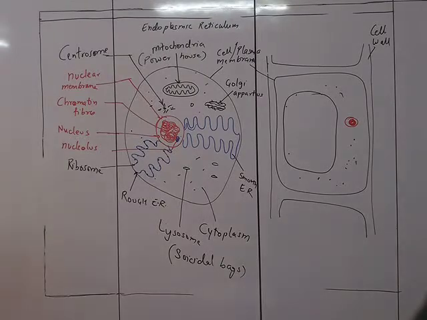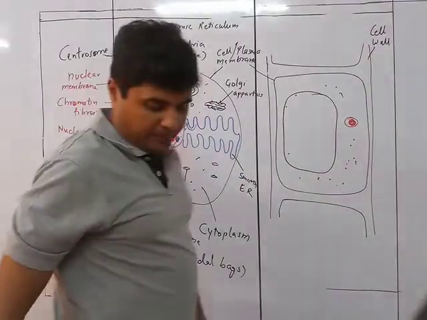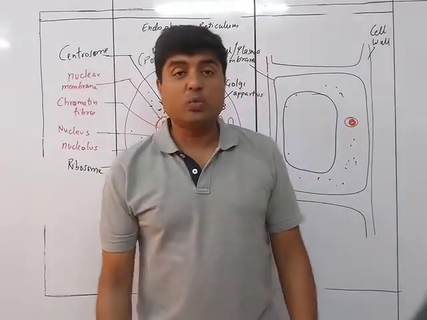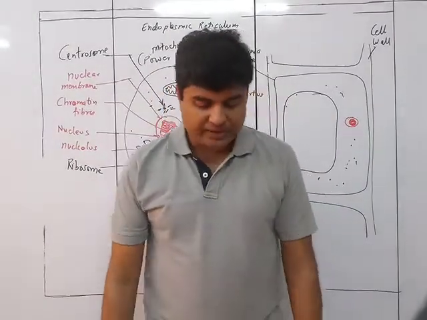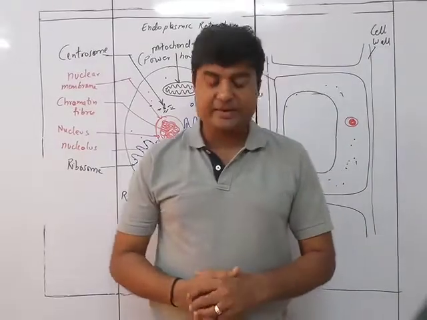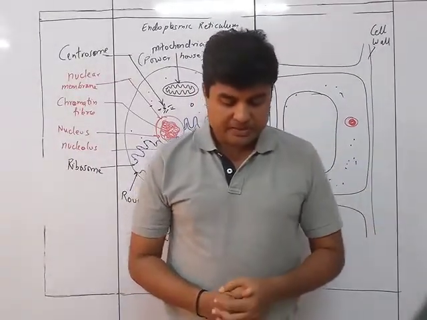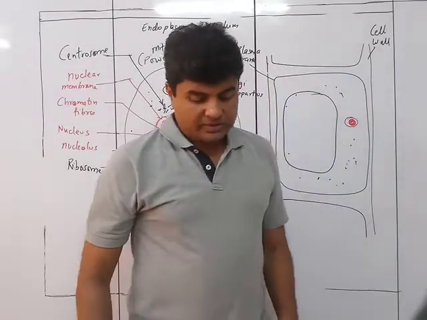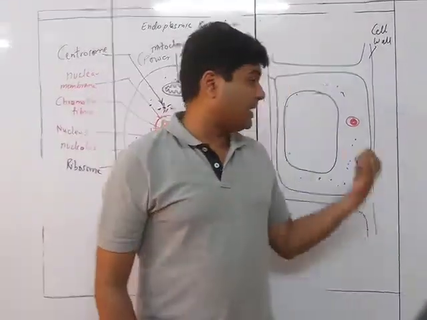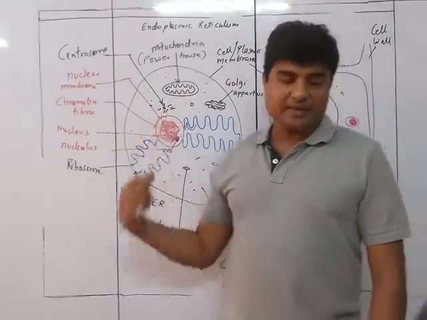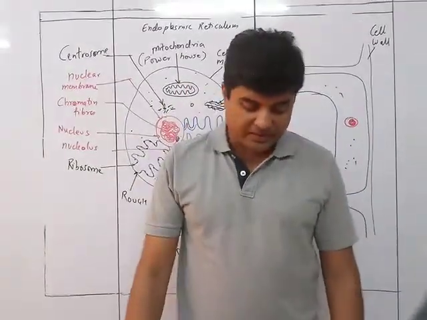So now we will see what the main differences are between the plant and animal cell. First, structurally, the cell wall is the main thing. A definite cell wall made up of cellulose is present in the plant cell, but it is absent in the animal cell. Second is the centrosome. The centrosome is not present in the plant cell, but it is present in the animal cell.